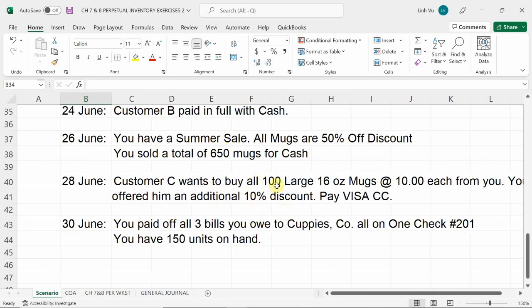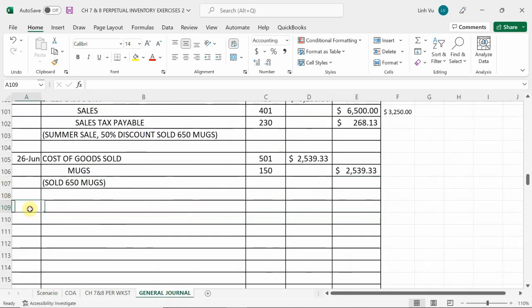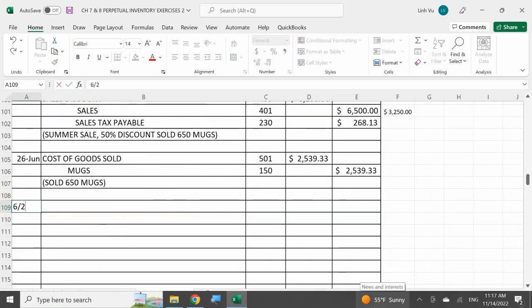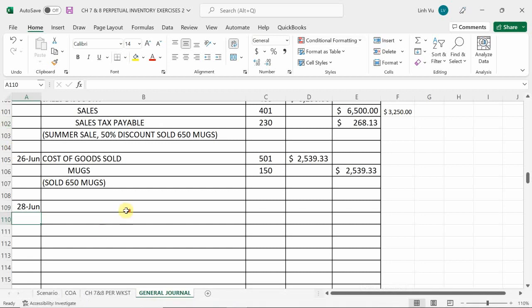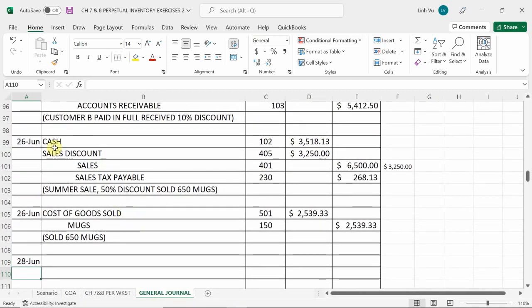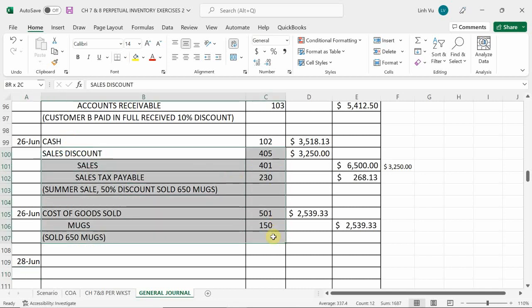So therefore, for that 100 large mugs, again, we're going to record that this was a sales. So this one, okay?